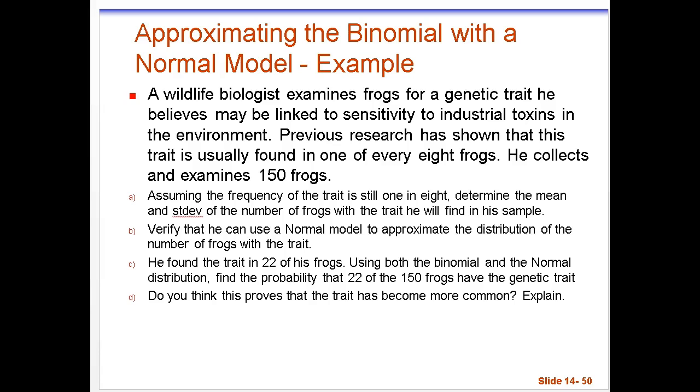And then based on our answers to part C, we're then asked, does that probability prove that the genetic trait has become more common? Now, by the way, we expect 18.75 of these frogs to have the genetic trait. It turns out that 22 of them do have the genetic trait. 22, yes, is bigger than 18.75, but is it a whole lot bigger than 18.75?